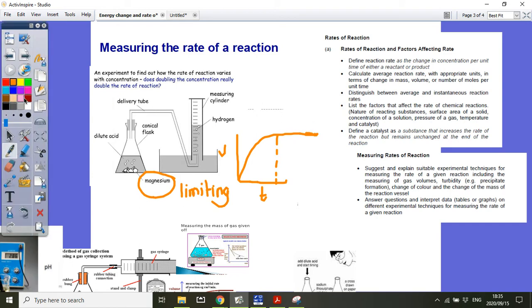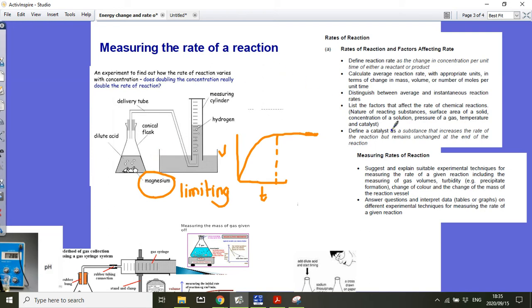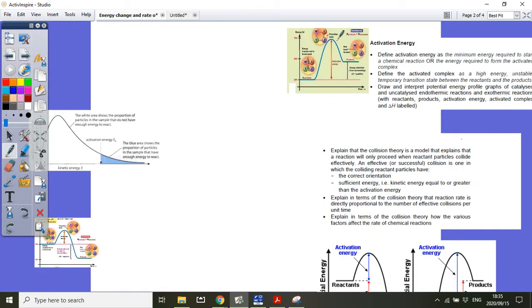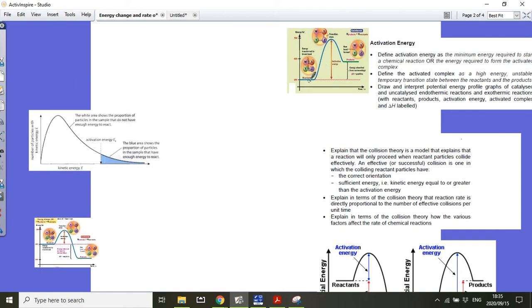Now let's see. The one thing that we can do is we can add a catalyst. The first thing is a catalyst. A catalyst is defined as something that increases the rate of the reaction, but it remains unchanged at the end of the reaction. A catalyst is something that gives particles the correct orientation to react. And so in a way, it gives the chemicals a path of lower activation energy. So they can easily reach that activation energy, it will not be as high, so it gives a path of lower activation energy.